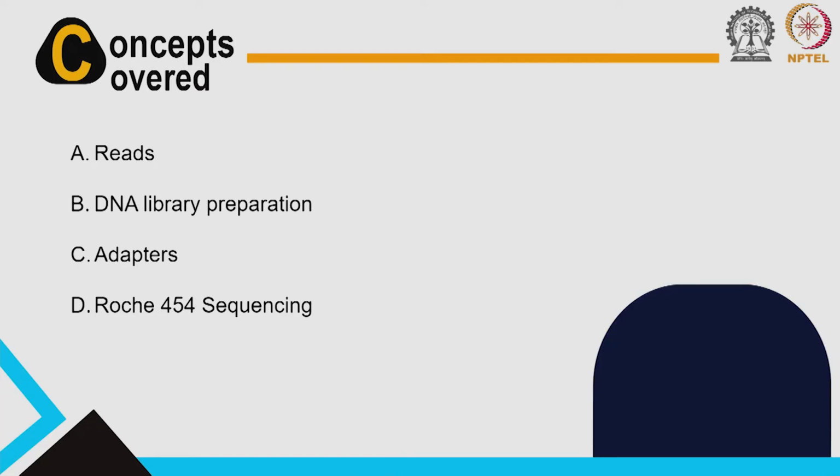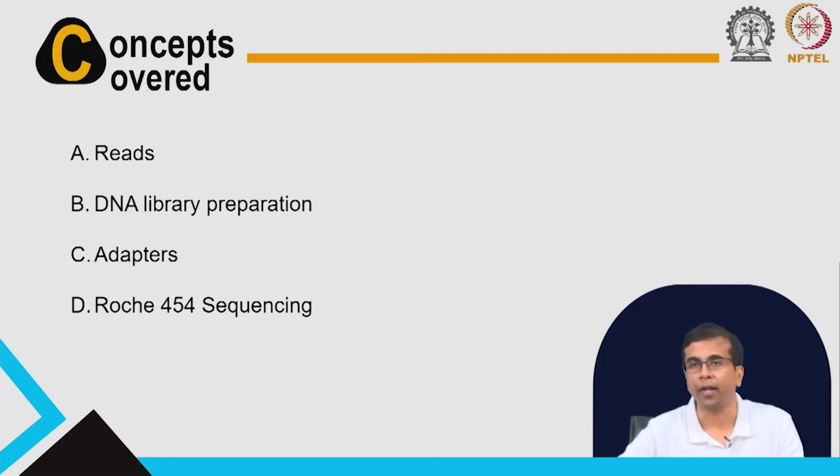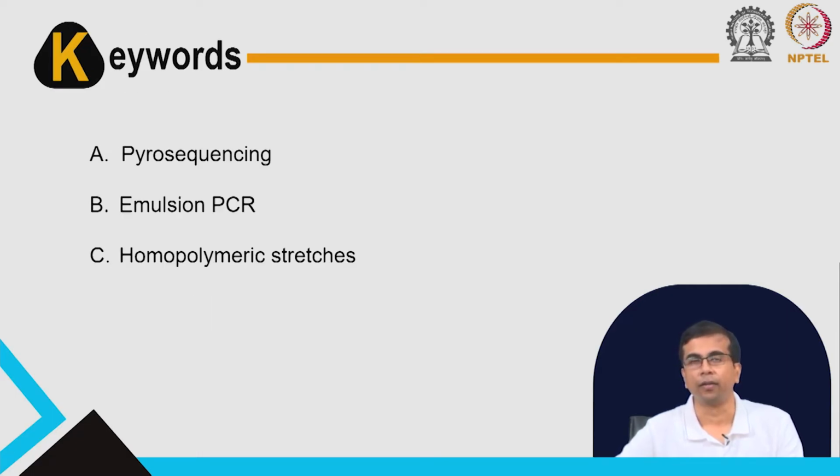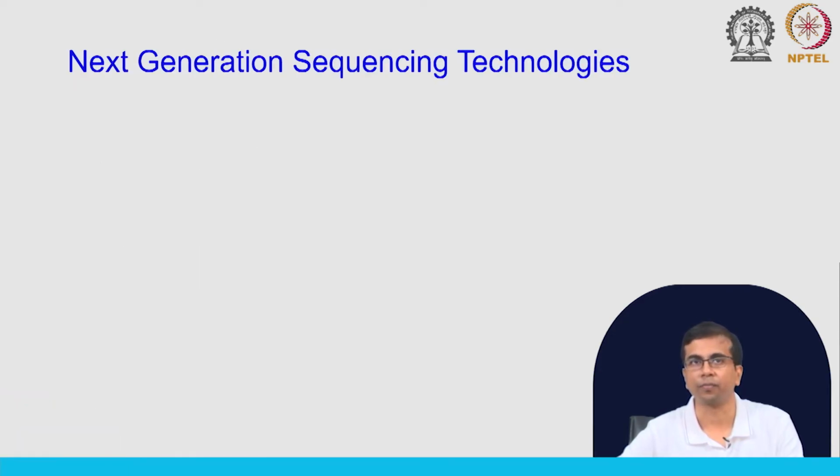So, in this class we will talk about one of the first next generation sequencing technologies, which is the 454 sequencing. So, let us start. In this class we will talk about something called reads, what these reads are. We will talk about DNA library preparation, how you actually prepare a DNA library for next generation sequencing. We will talk about adapters, and then we will talk about the Roche 454 sequencing method. So, these are the keywords that you will come across: pyrosequencing, emulsion PCR, homopolymeric stretches.